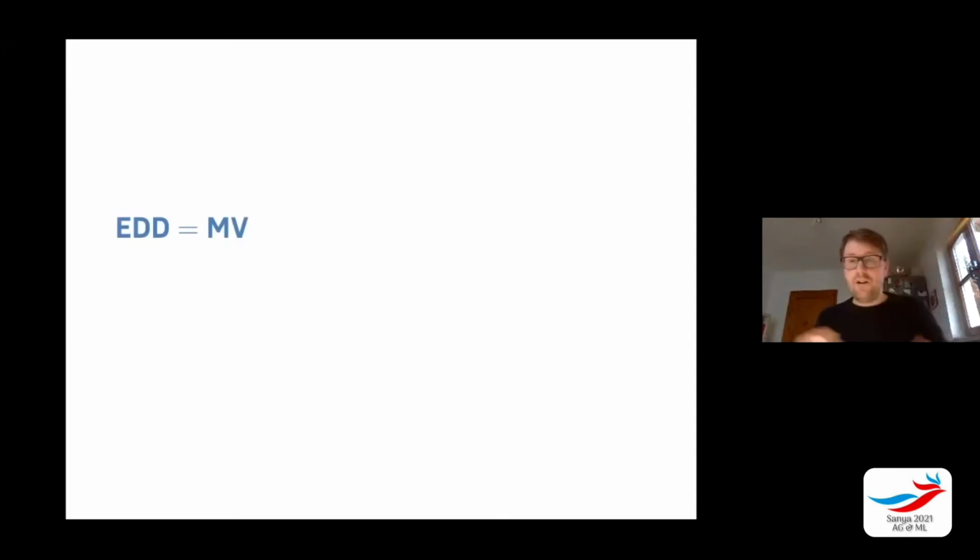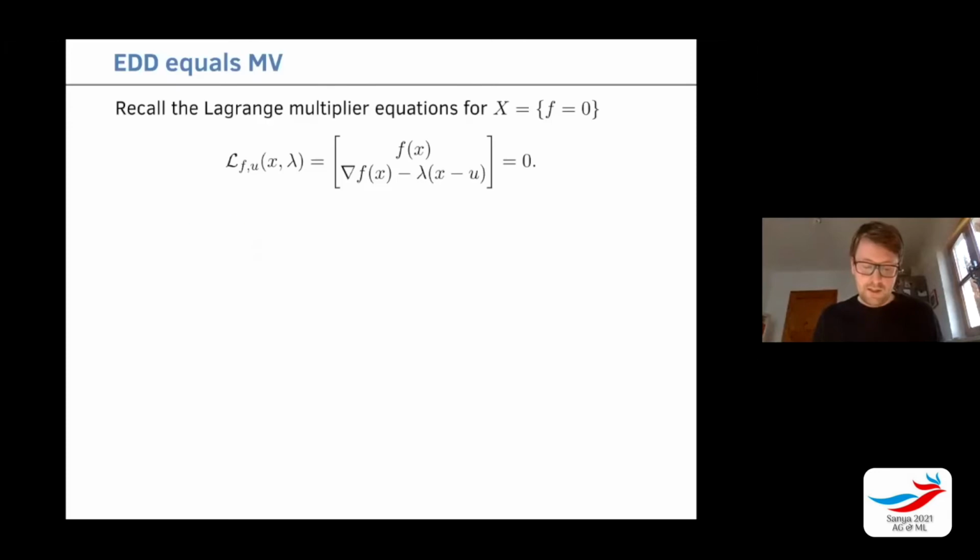So now let me combine the 2 parts that I just discussed. The first one on Euclidean distance degree, the second one on mixed volume. And I claim that Euclidean distance degree equals mixed volume. So this is here. Euclidean distance degree equals mixed volume. So recall the Lagrange multiplier equations. This is this set of equations for this hypersurface.